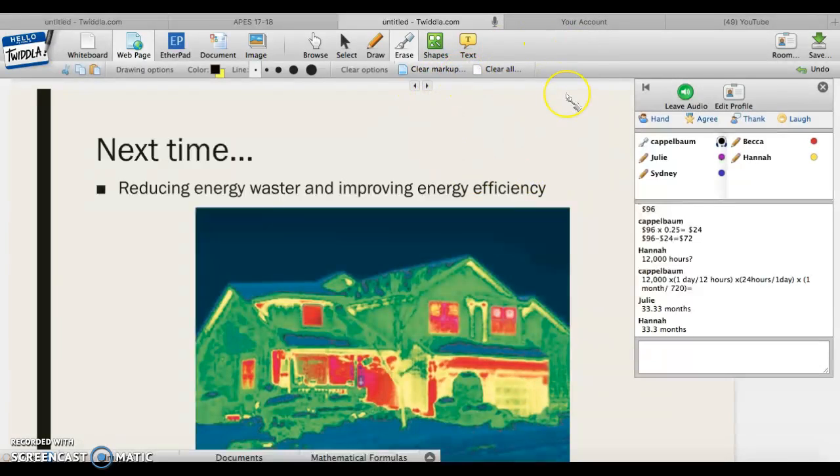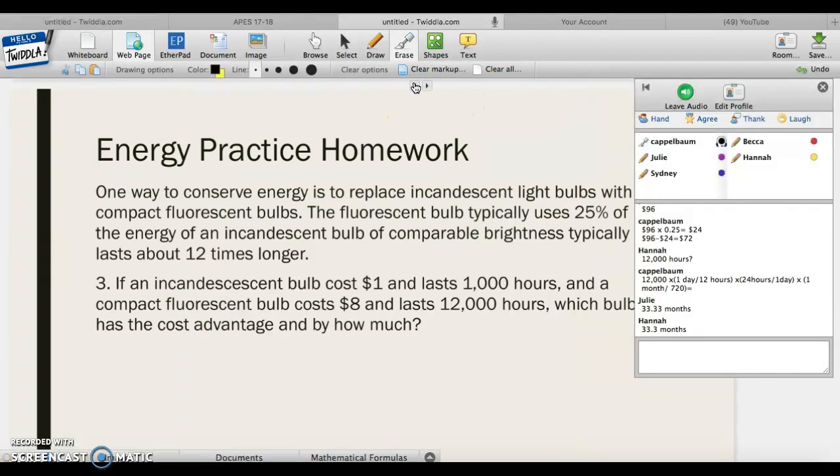And just as a quick preview, next time we'll look at ways we can reduce energy waste and improve energy efficiency as we continue to talk about these energy calculations and where the energy is going.